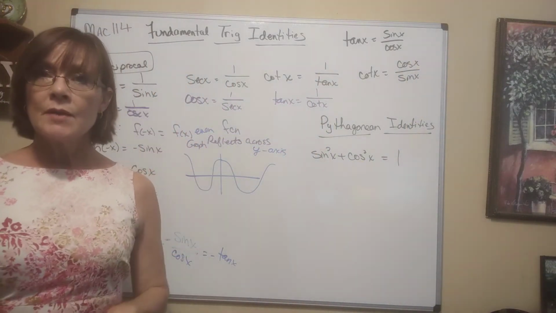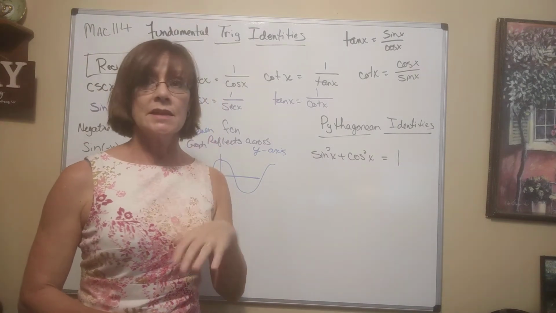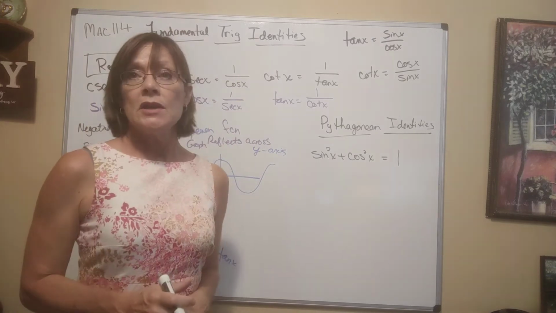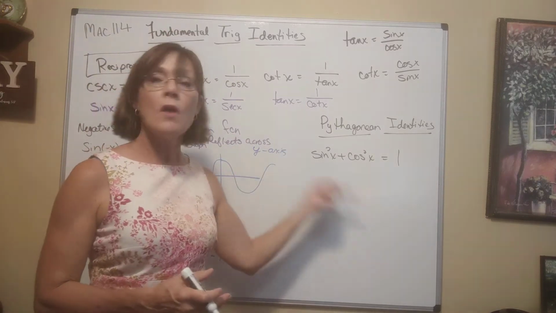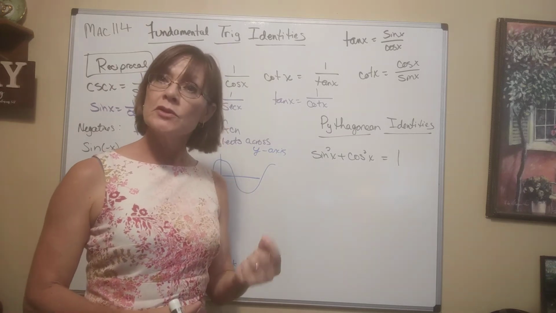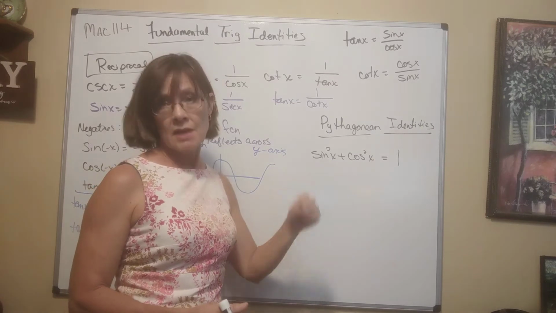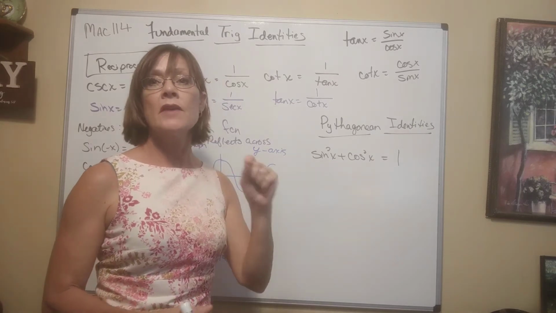Then the last ones that we see are Pythagorean identities. Okay, these identities are a big deal and we need to get used to them. I only wrote one on the board. There's three on your sheet. I'm going to show you how to come up with the other two without really memorizing them. I tend to memorize this one. Sine squared of x plus cosine squared of x is 1.